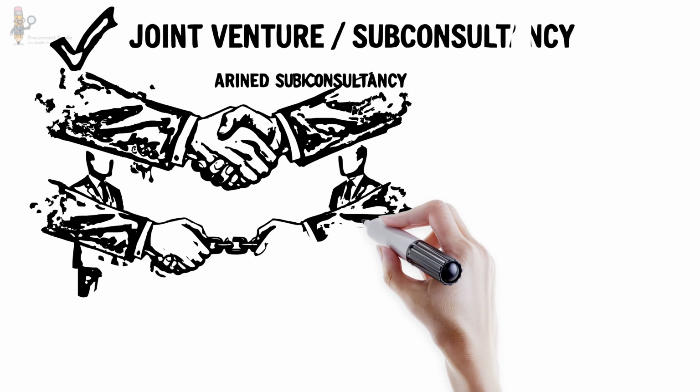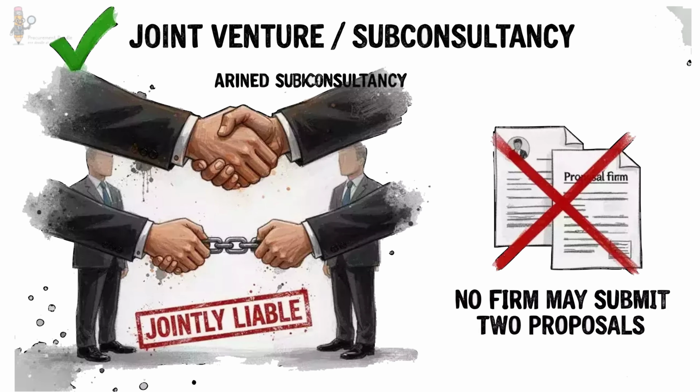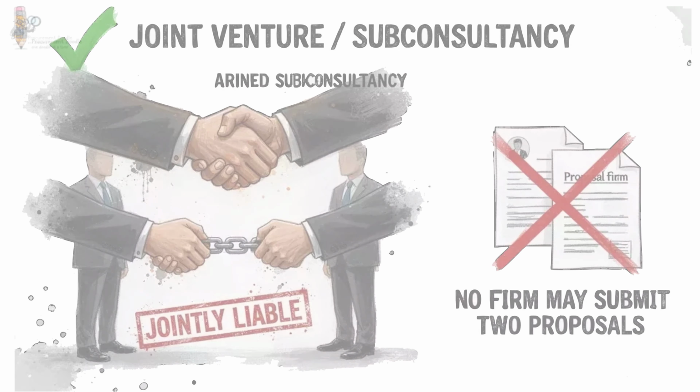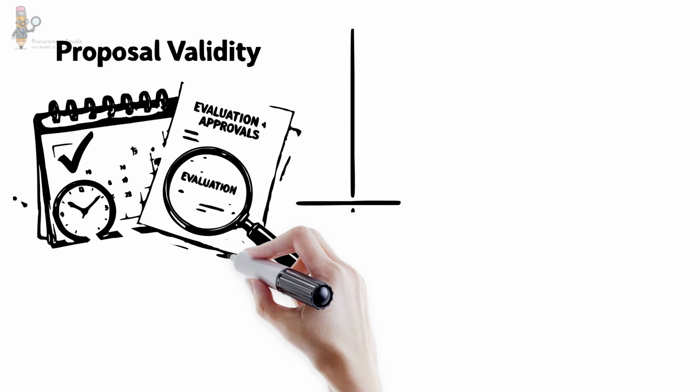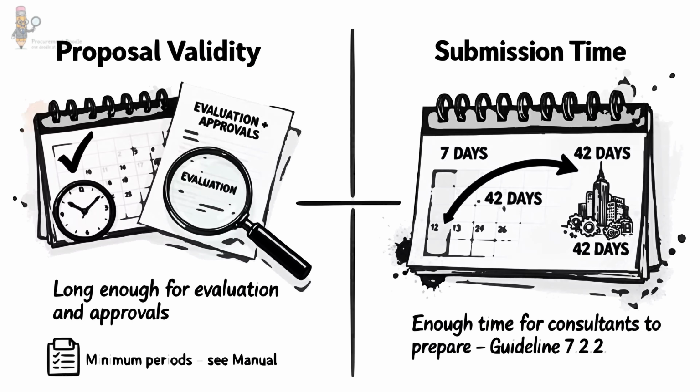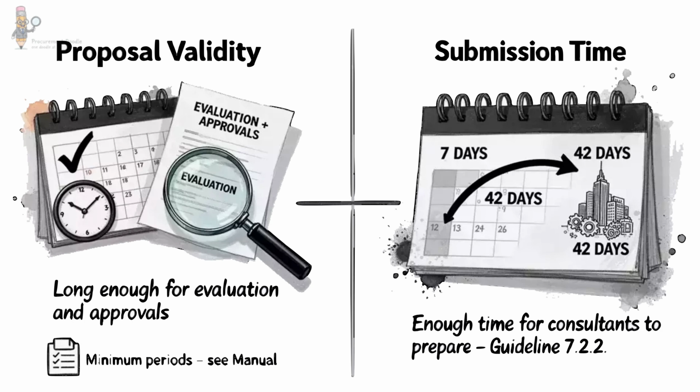Associations, joint ventures, or sub-consultancies are allowed, but joint venture partners are jointly liable. No firm can submit 2 proposals. Proposal validity must be long enough for evaluation and approvals. Minimum periods are in the manual. Submission time: enough time for consultants to prepare. Follow Guideline 7.2. It varies from 7 days to 42 days for complex projects.